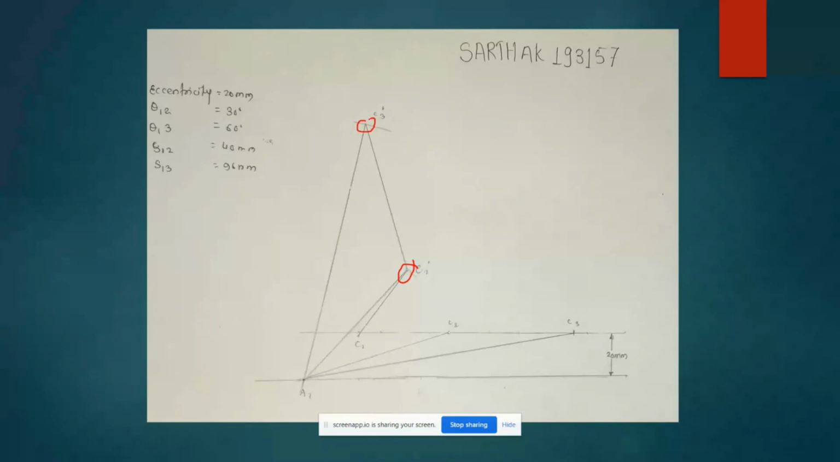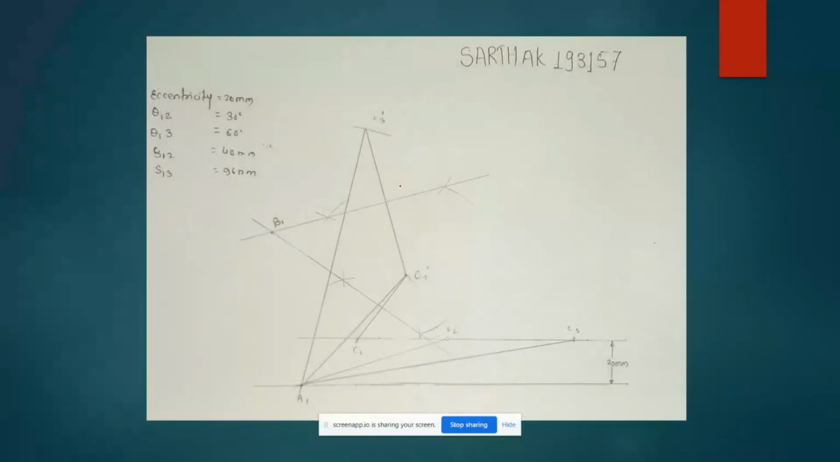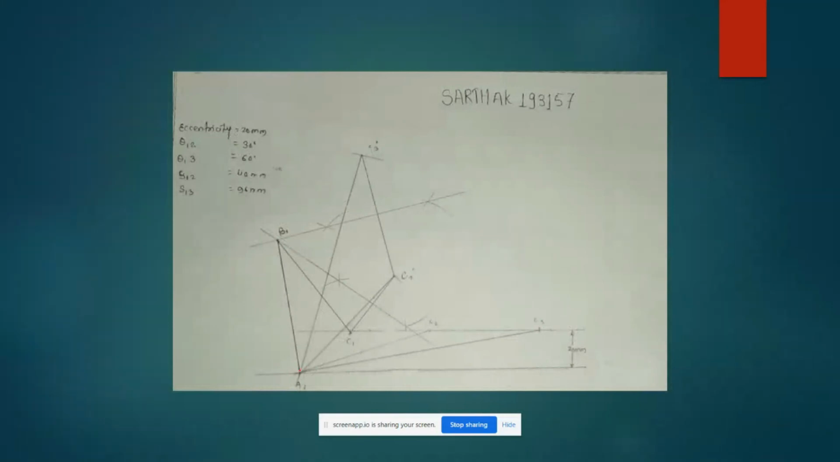Now these 2 points should be joined with the C1. So join C1 C2 dash and C1 C3 dash. After that, find the perpendicular bisectors of C1 C2 dash and C2 dash C3 dash, which will intersect at the point B1. So after getting this point B1, join A1, B1 and C1, which is our final slider crank mechanism.